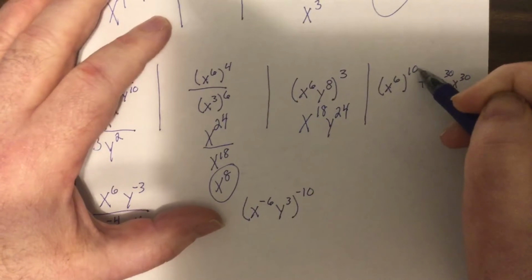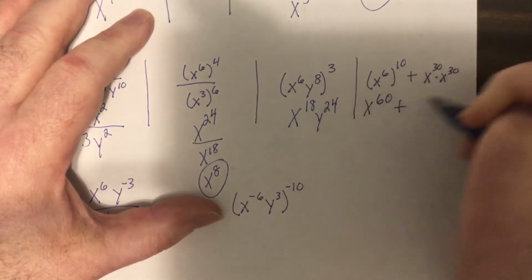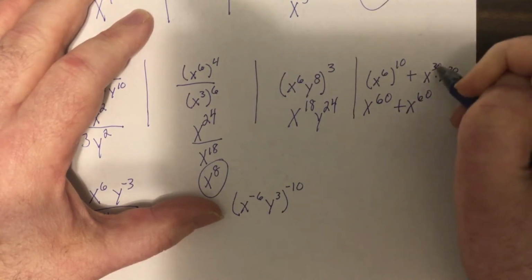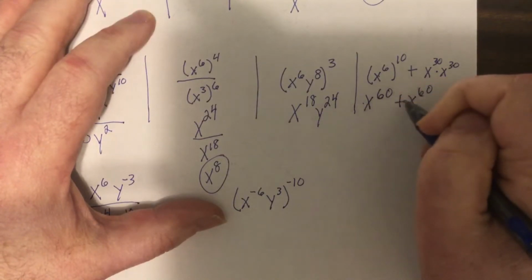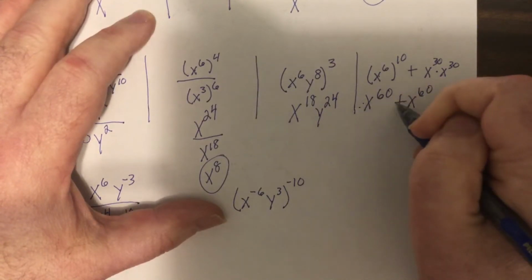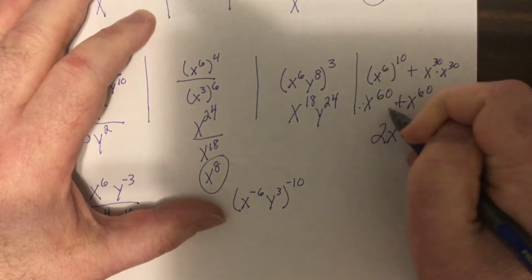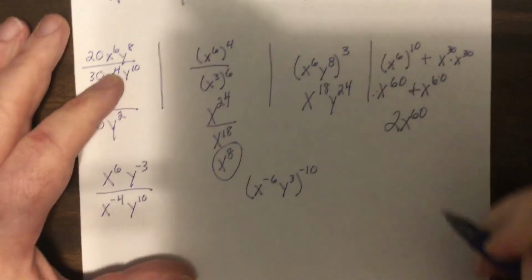Here, it'd be x to the 60 plus x to the 60. When you multiply two things with the same base, you add. And you only change the coefficients and numbers out front when you're adding, so it'd be 2x to the 60. Most people get this one wrong. Don't change a power when you're adding the terms.